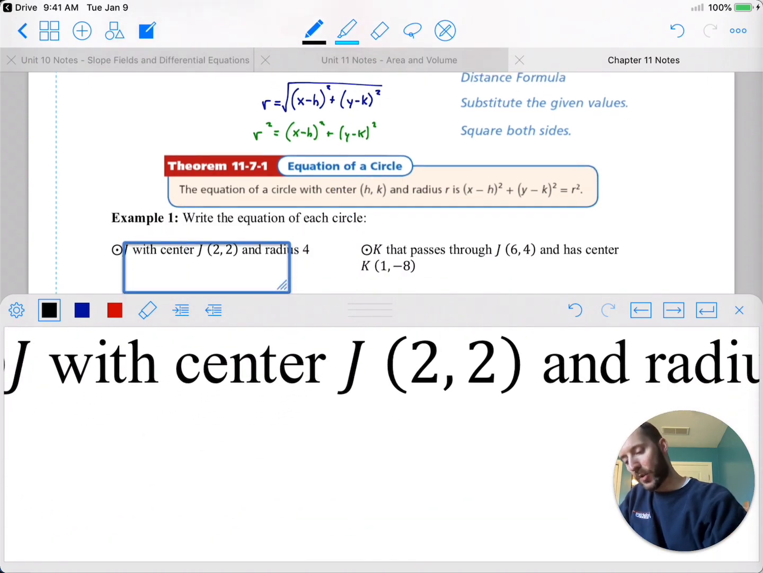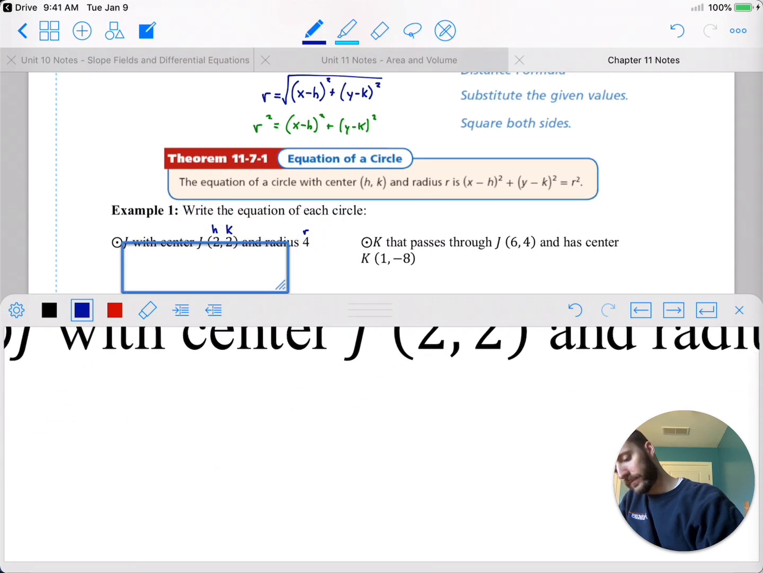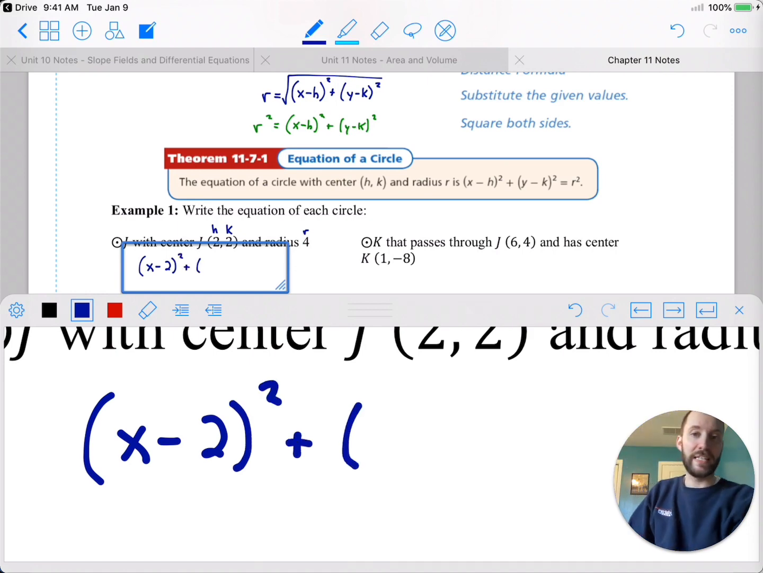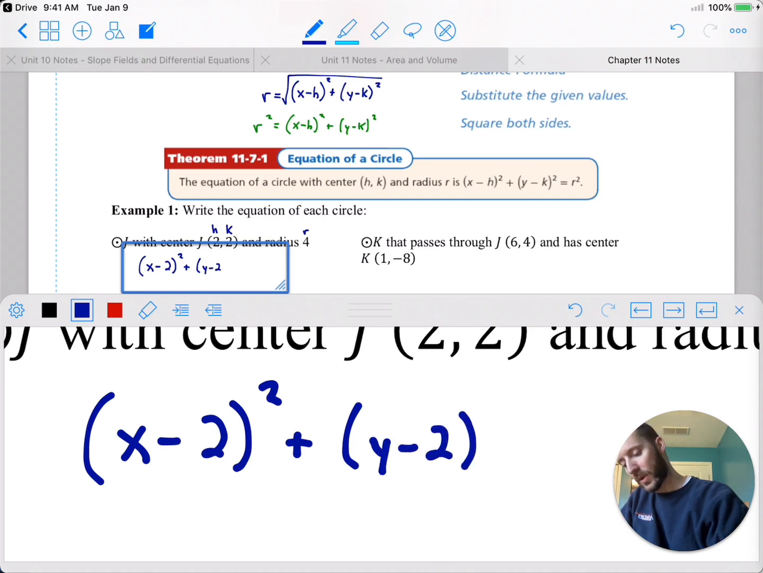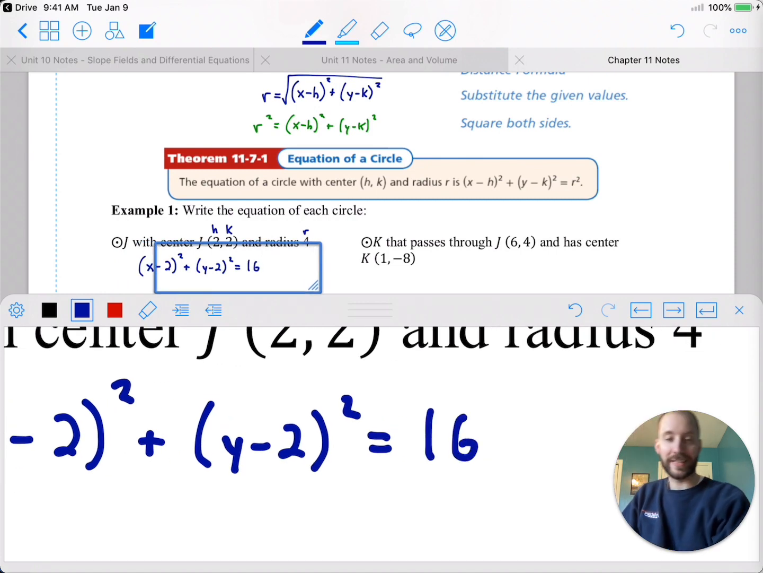So writing the equation of a circle, we have h and k, and we have r. So (x minus 2) squared plus (y minus 2) squared equals 4 squared, or 16.